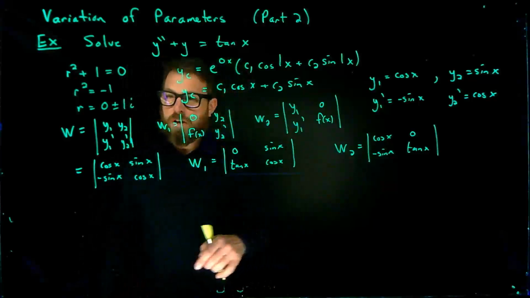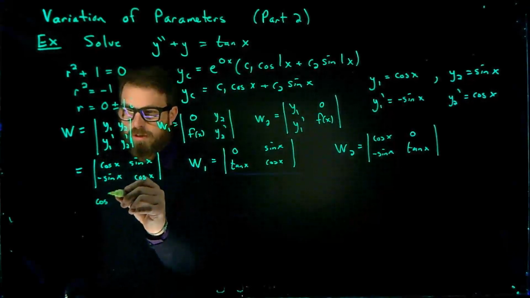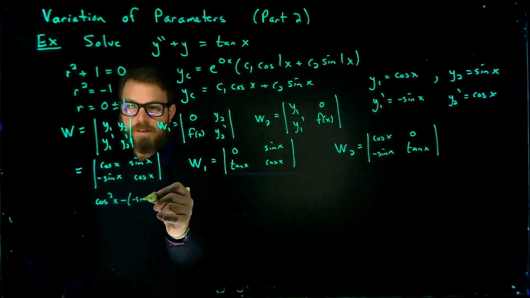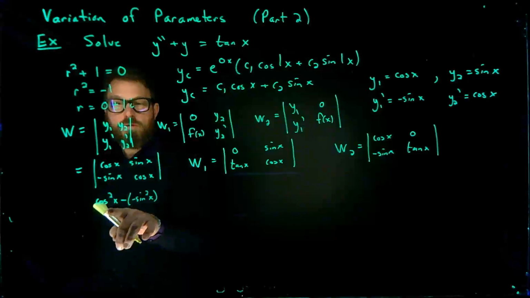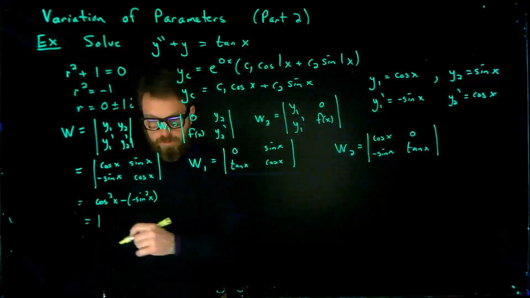So, finishing this off, it's going to be cosine times cosine, which is going to give us cosine squared of x, minus, this is going to be sine times negative sine, so minus sine squared of x. We can see that this cosine squared of x plus sine squared of x is nothing more than 1.